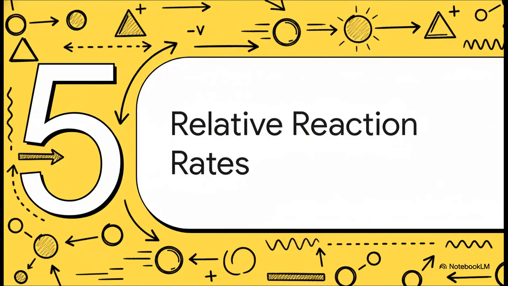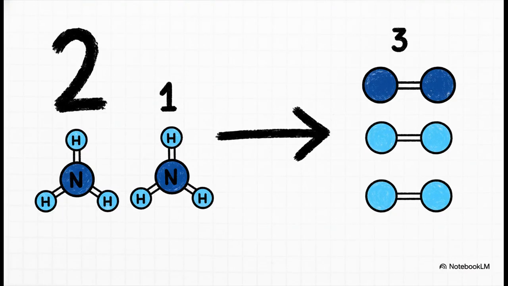But wait, there's one more amazing layer to all of this. In any given reaction, the speeds of all the different chemicals involved are actually connected. It's so cool. If you know how fast one thing is disappearing, you can calculate exactly how fast everything else is appearing. Let me show you how. Okay, let's use a new example for this. The decomposition of ammonia, or NH3, into nitrogen gas, N2, and hydrogen gas, H2. Now, pay close attention to the numbers out front. We start with 2 ammonia molecules, and they break down to form 1 nitrogen molecule and 3 hydrogen molecules.